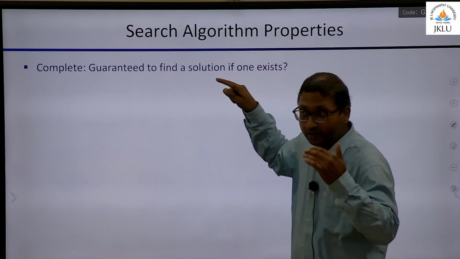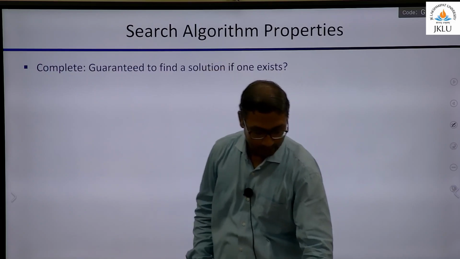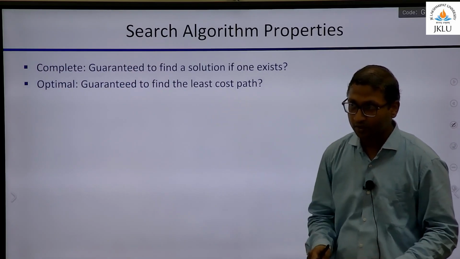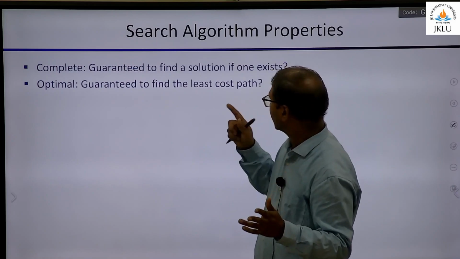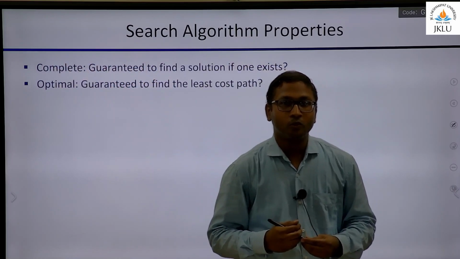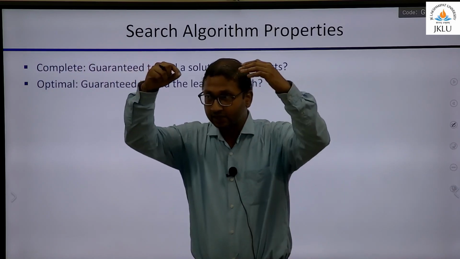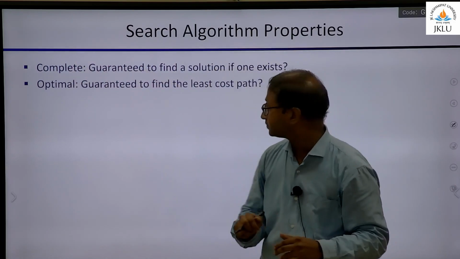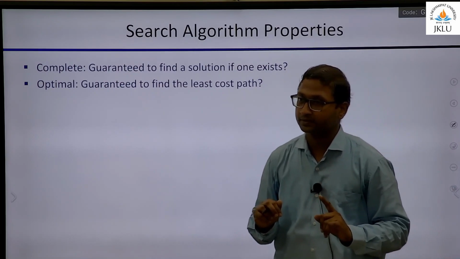So if an algorithm is guaranteed to find a solution if one exists, then it is complete. So what is this property of completeness in this context, in our course's context? In fact, not our course context, but just in this search context. We'll see complete again in a different context. Guaranteed to find a solution if one exists. So if I ask you a question in exam, prove that DFS is both complete and optimal. So you are supposed to prove that if there exists a goal, then DFS is guaranteed to find it. Optimal, guaranteed to find the least cost path.